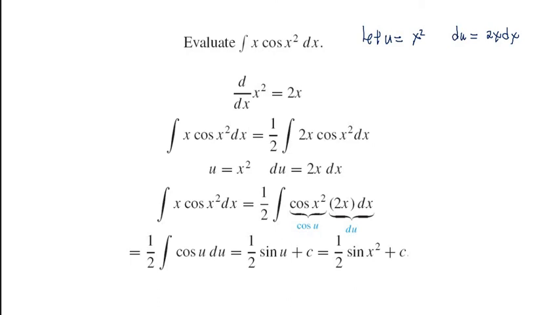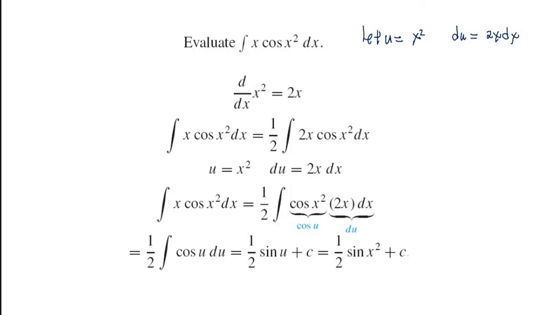Then the integral of cosine of x squared is going to be cosine of u, so you have the integral of cosine of u du, which is a simple integral and is going to be sine. In this case 1/2 sine, so it's going to be 1/2 sine of x squared plus c.